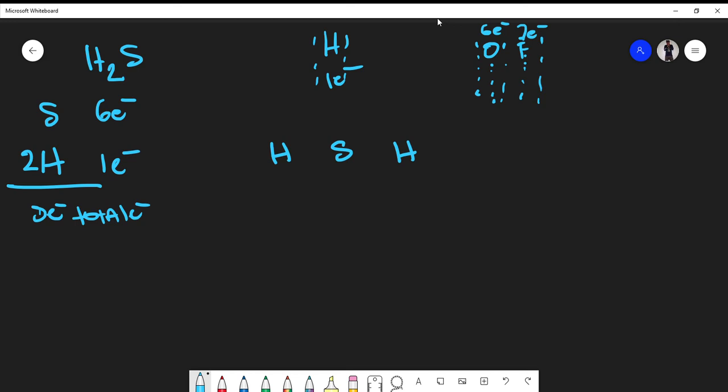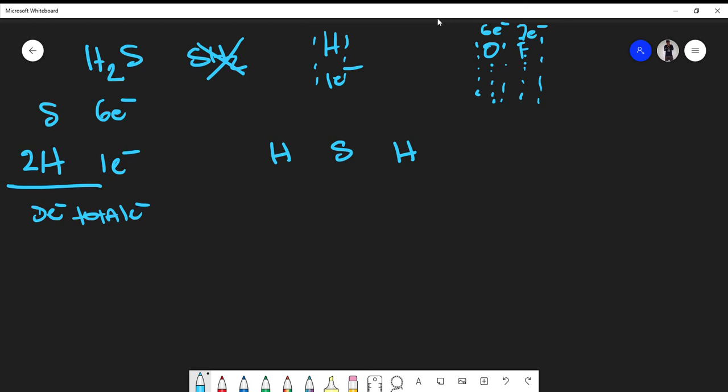Another way of writing the formula, which is not incorrect but is not the convention, is SH2. No one really does this. That's not how you write the formula. It's just H2S, hydrogen sulfide.